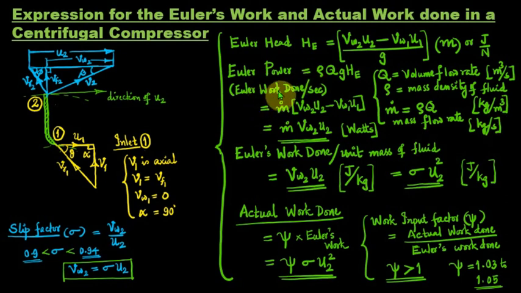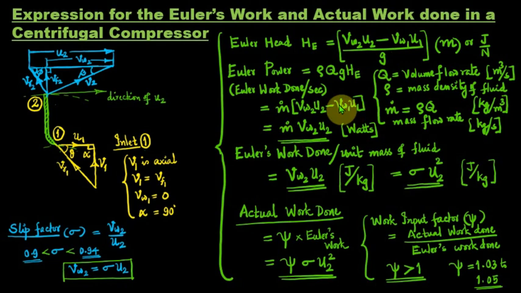So Euler's work done, how do you get it? Rho Q into g H_E. So it is m dot into g, and you multiply this H_E. There is a g in the denominator, so g will be cancelled. So what you get is m dot into (Vw2 U2 minus Vw1 U1). And this is in watts, Newton meter per second, that is in watts.